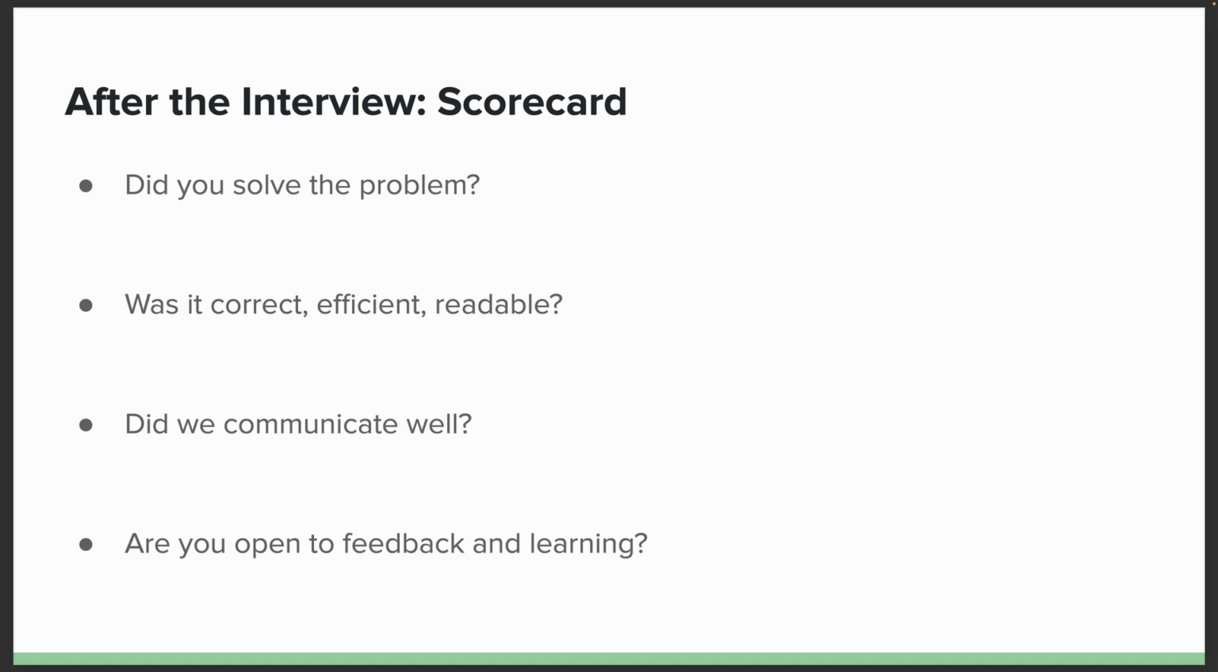And then the last one is, are you open to feedback and learning? Again, you'll get better at what you do by being open to learning, and being willing to grow is very beneficial. If you're giving me indications that that's not the case, then I don't know how we're going to work together in the future.